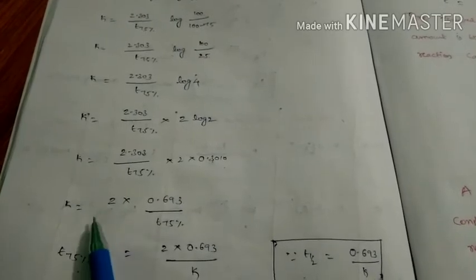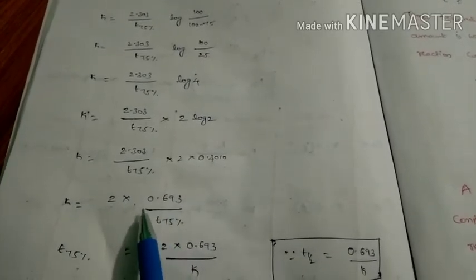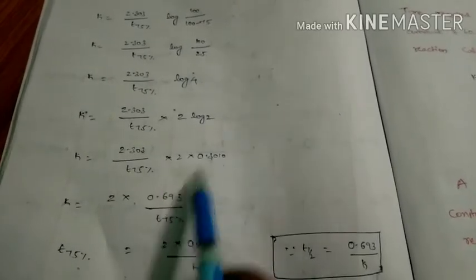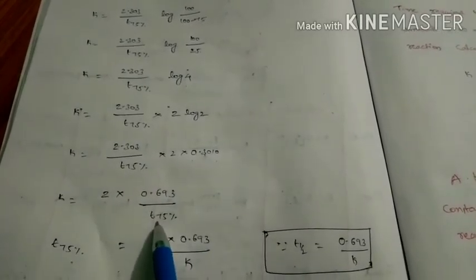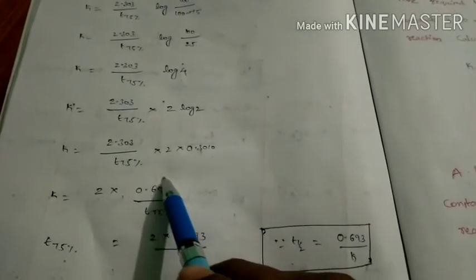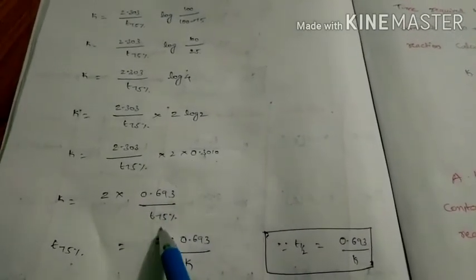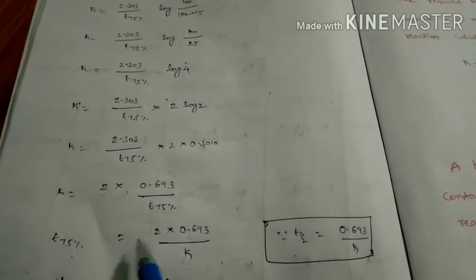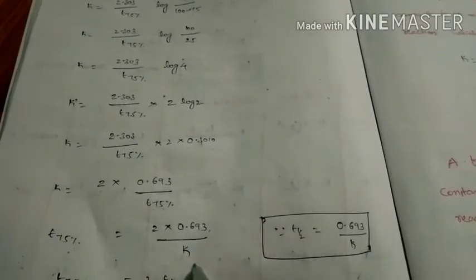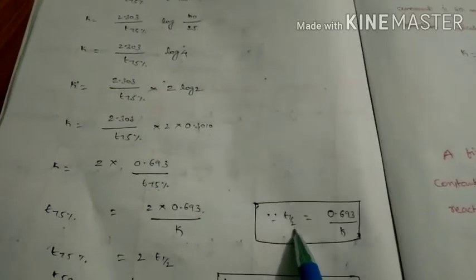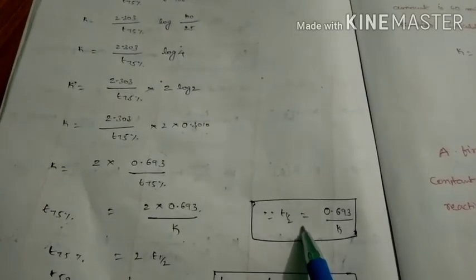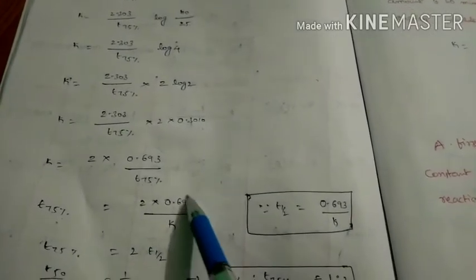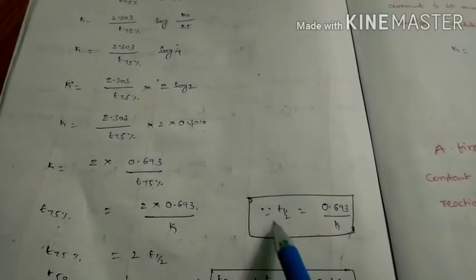From this we can write K equal to 2 into, because this value and this value equal to 0.693, by T 75%. So from this expression we can say that T 75%, if it goes to this side, equals 2 into 0.693 by K. For first order reaction, T half life is equal to 0.693 by K. That means in this place we can substitute the value of T half.